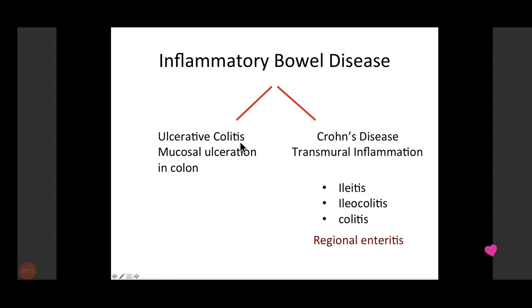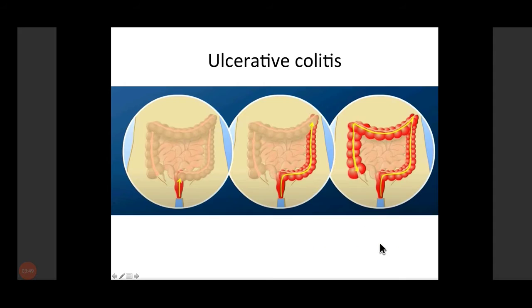Okay, so ulcerative colitis is a mucosal ulceration. So only the mucosa is involved, whereas Crohn's disease is transmural inflammation. That is, the inflammation extends from the mucosa to the submucosa, muscle, and all the layers of the wall of the colon are involved. Whereas here mainly the large intestine is involved, here it could be an ileitis, that is a small portion of the ileum, it could be an ileocolitis or just a colitis. Since different regions can be involved in isolation, it is also called regional enteritis.